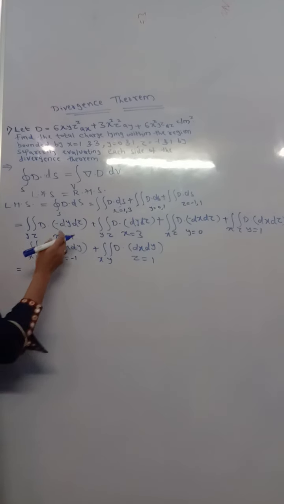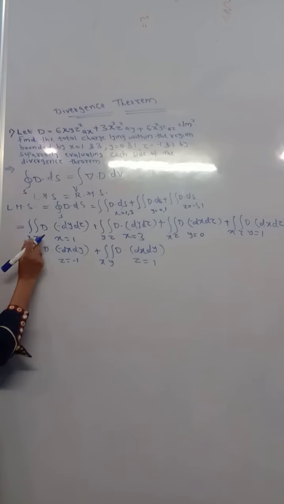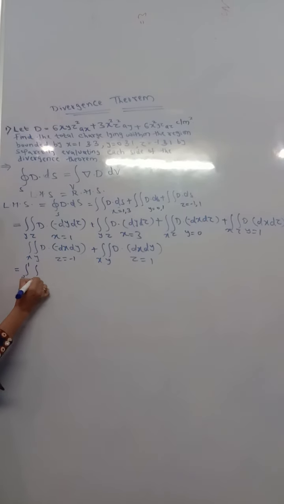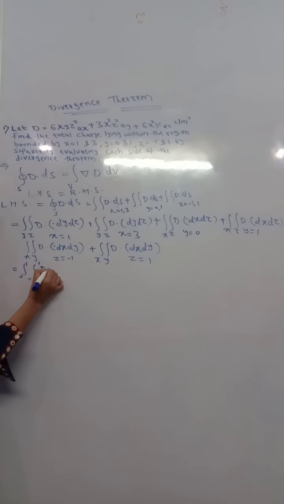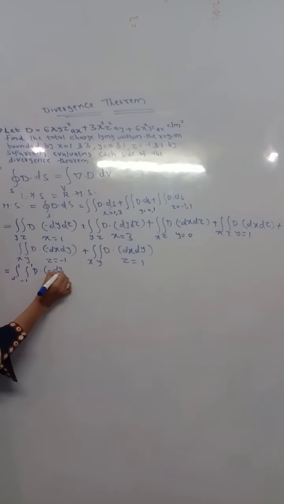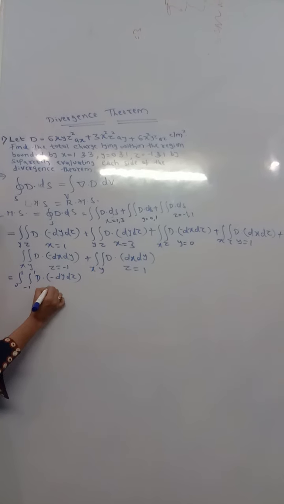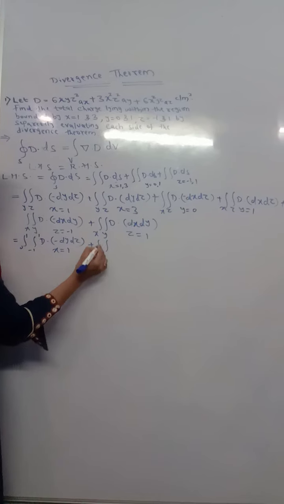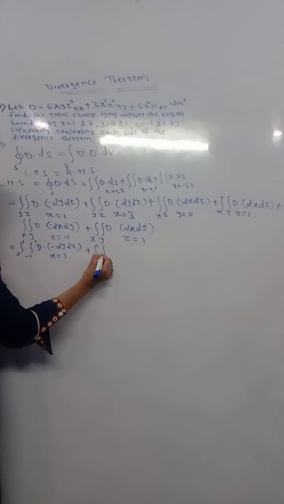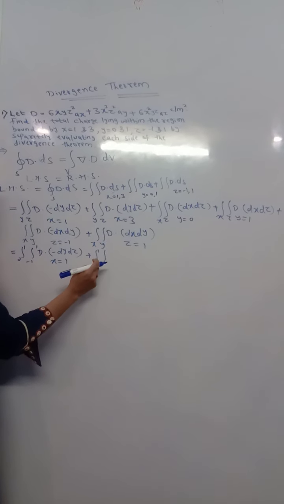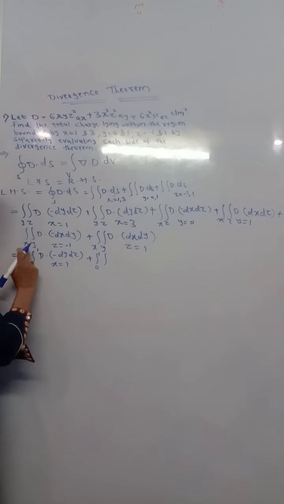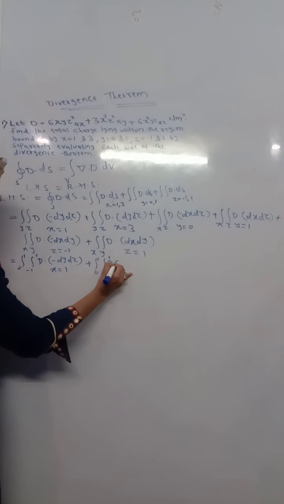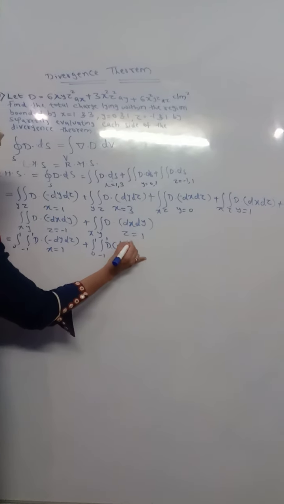Now, what is the limit for y and z? 0 to 1 for y. What is z? Minus 1 to 1. So D will be as it is, again minus dy dz. You can substitute the value of x equal to 1. Similarly, apply the limit here. Y is again 0 to 1, and x, see here, what I have taken, 0 to 1 and minus 1 to 1. D will be as it is, dot dy dz.